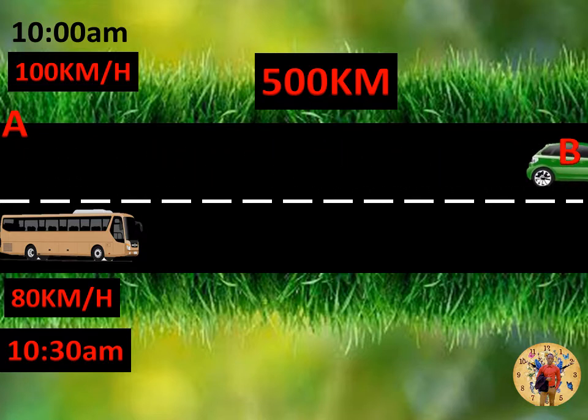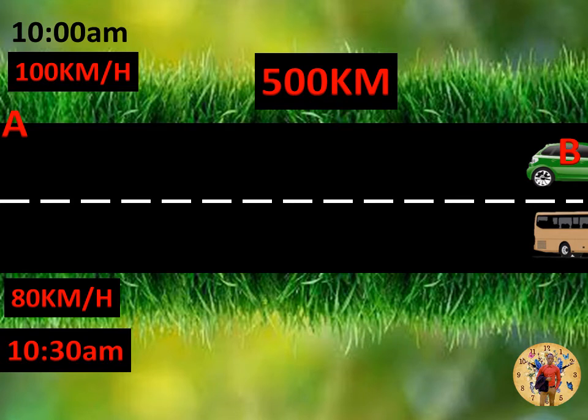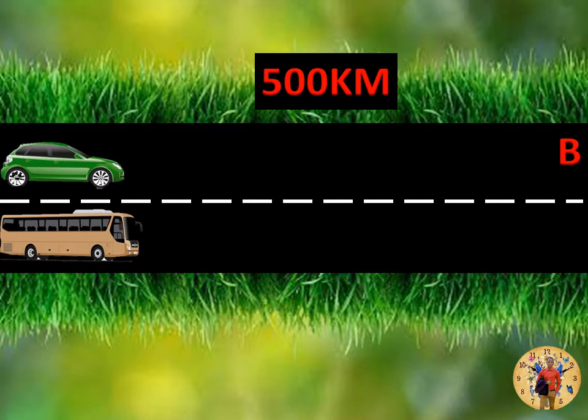So the bus is late by 30 minutes. So the car is moving to point B, or to the right. At the same time, at 10:30 the bus will also move to the right hand side, which is at point B. Now the distance between the two towns, A and B, is 500 kilometers, and the two vehicles are going to move to town B and both of them will cover 500 kilometers. But here we have a case where the car started moving earlier than the bus.